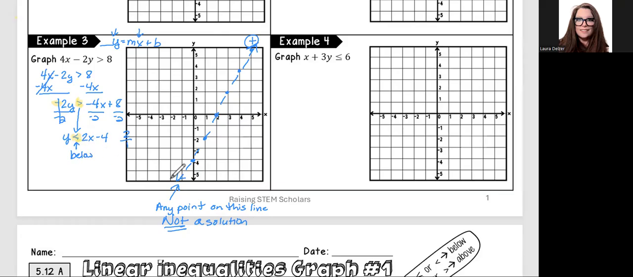the line. So we should be shading in this direction, but I'm going to test it real fast because I want you to feel comfortable with the math reason why it works this way. Okay, so let's test a nice easy point, which is 0, 0.